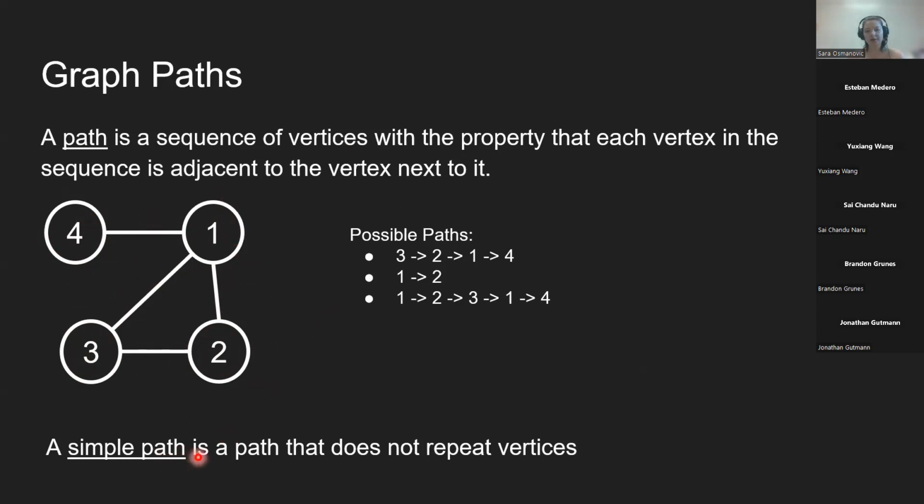A simple path is a path that does not repeat vertices. So out of these three paths, we have these two, which are simple, and then the last one is not a simple path because it visits vertex 1 twice.